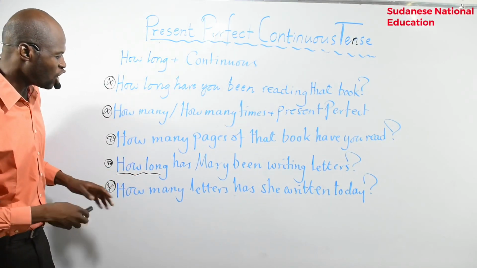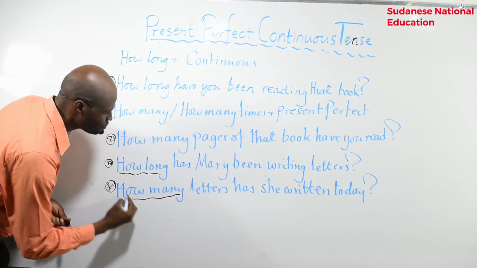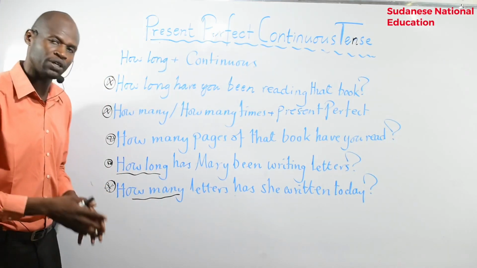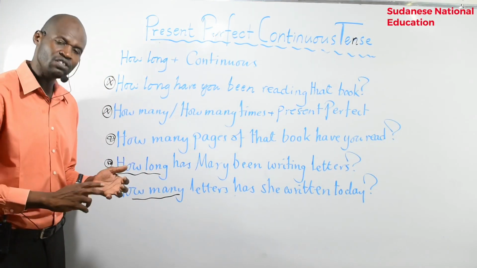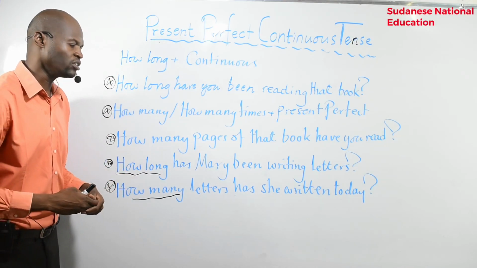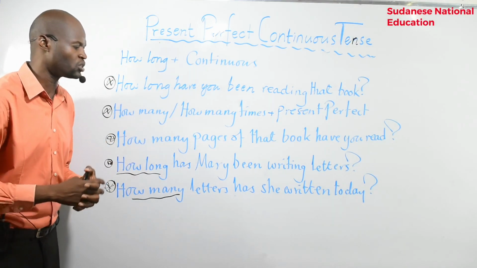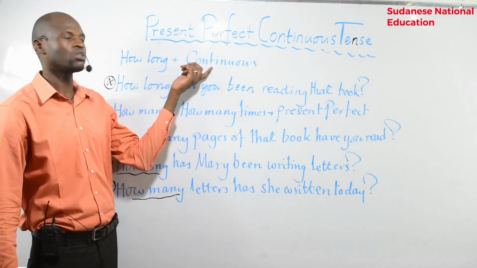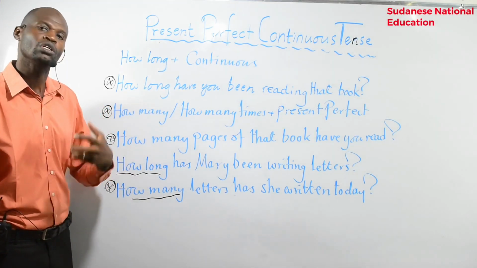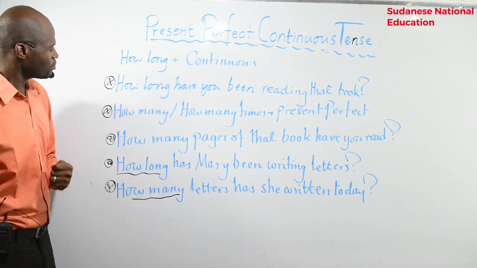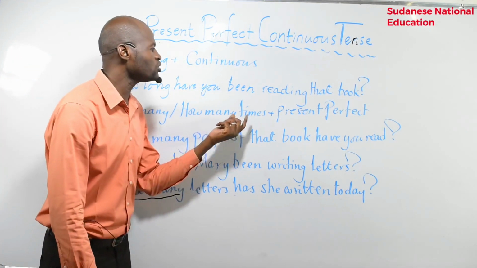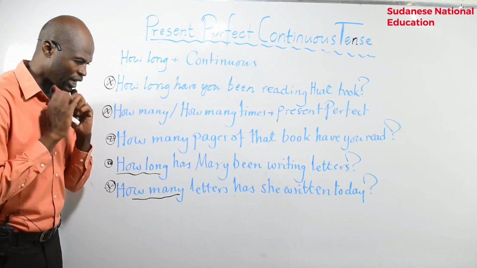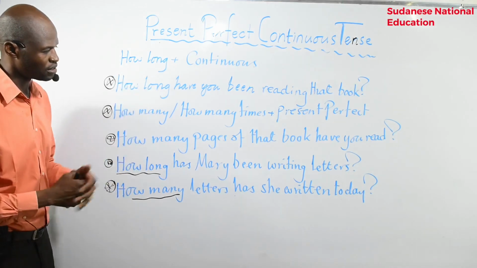But here, how many letters has she written today? We can answer using present perfect and say, she has written 5 letters today, or 10 letters, or 25 letters. So we use how long with present perfect continuous to show the action is still continuing, but we use how many or how many times with present perfect tense to show a completed action like this.